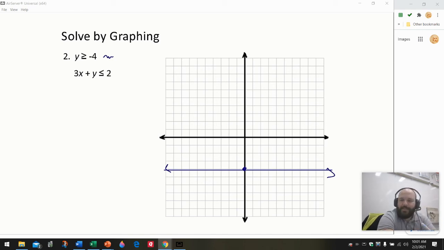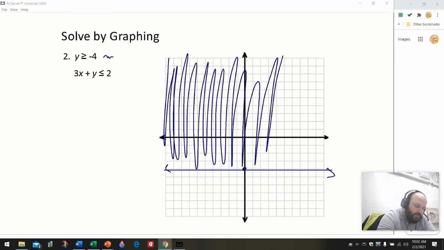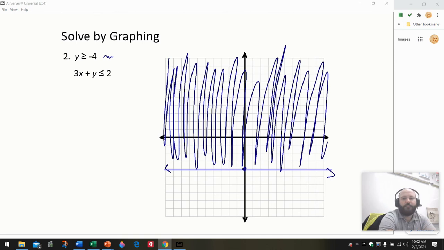The last thing that we need to consider is it's a greater than. So we need to shade where the y's are bigger than negative 4, which would be above. So we're going to shade it just like this. And we got it. There's our shading.